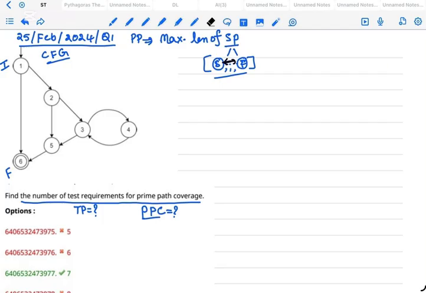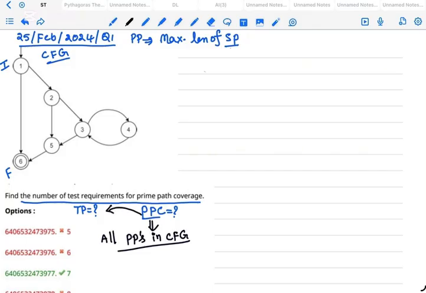So how do we find this prime path coverage? Prime path coverage means it covers all the prime paths present in the control flow graph. All the prime paths are covered by the prime path coverage. So for this prime path coverage, they are asking us to find the number of test paths required. For this, we want to find the simple paths.